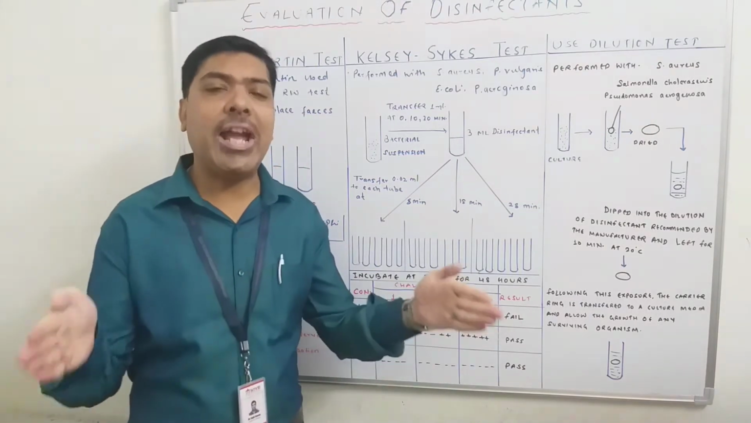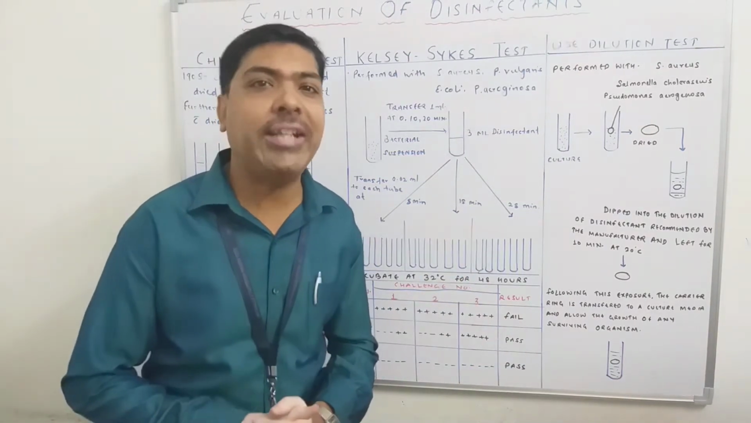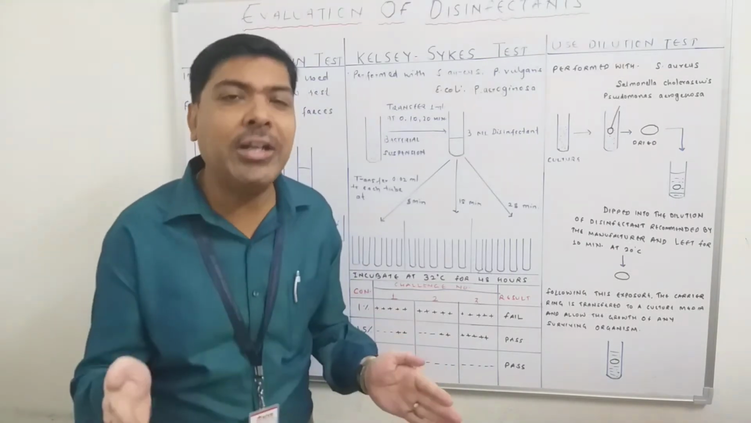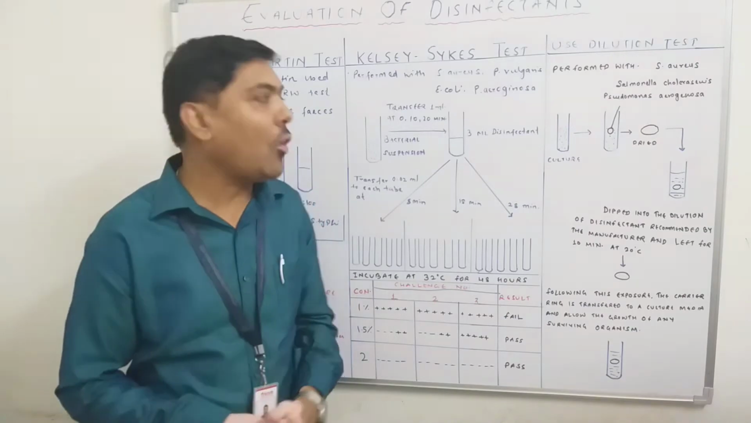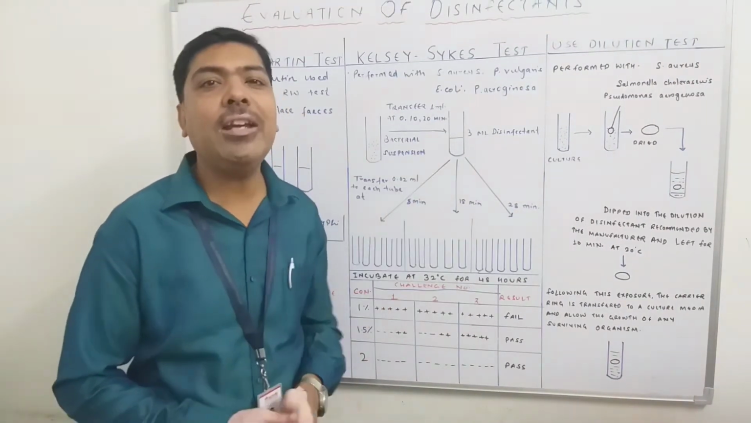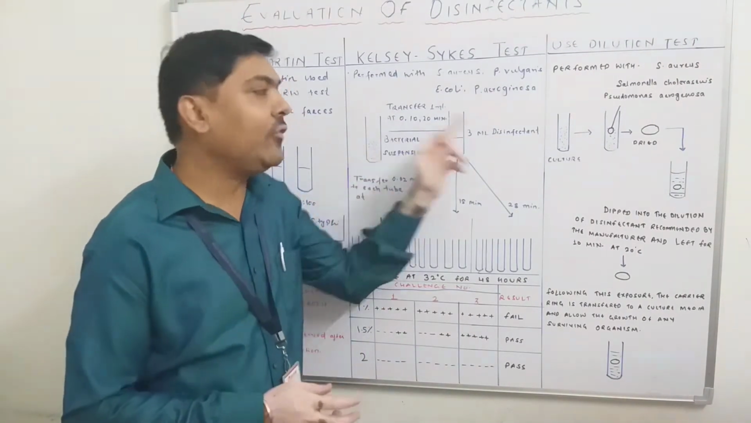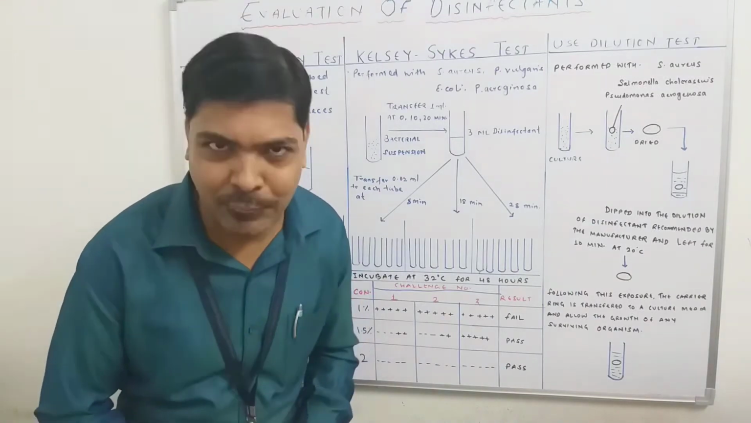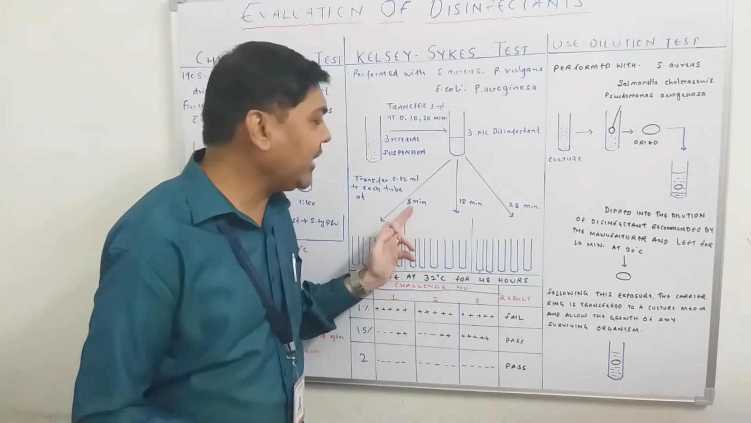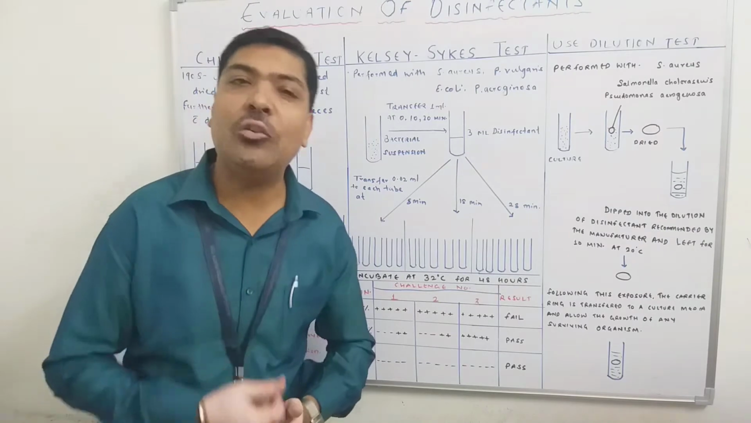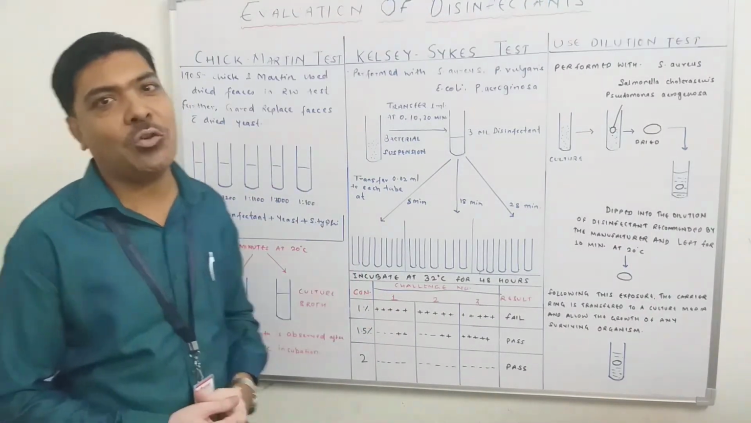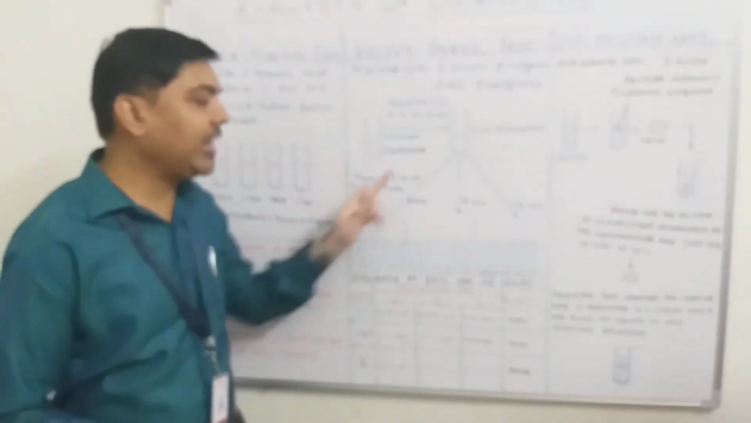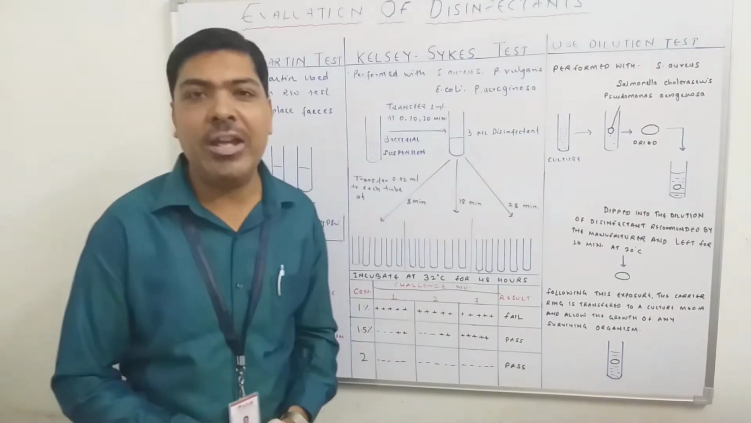Here we are taking a time period of 10 minutes, but at the 8th minute we have to withdraw 0.02 ml of this disinfectant solution, in which we have already added the bacterial suspension. Then we inoculate it into the first tube that contains the growth media. The same thing has to be done in all 5 tubes.